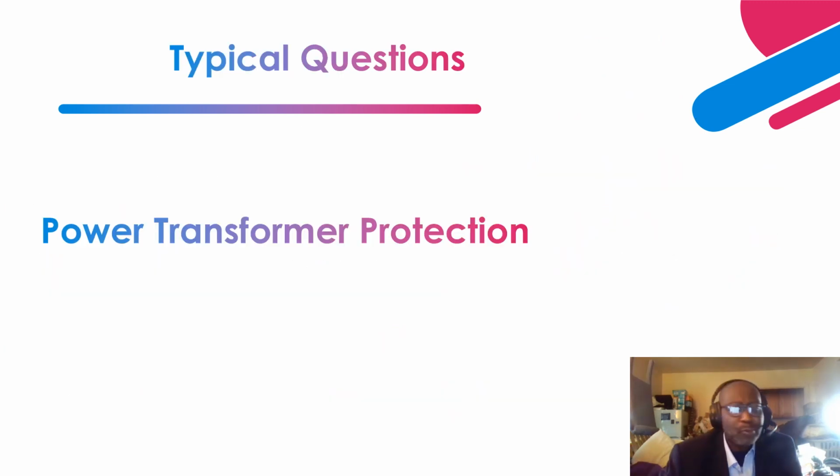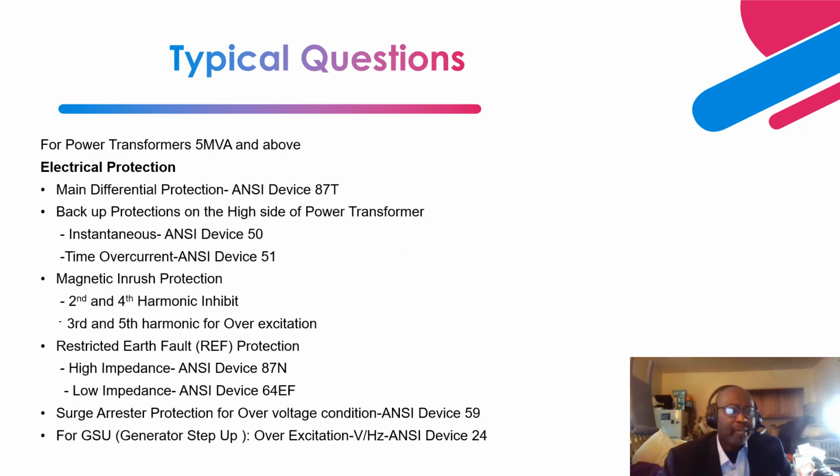Next, a typical question on power transformer protection: tell me about the different power transformer protection schemes that you know. There are two types of protection schemes for power transformers: electrical protection and mechanical protection. Let's talk about the electrical protection piece first. Electrical protection is incorporated for power transformers that are critical, feeding critical customers, and also for power transformers that are 5 MVA and above.